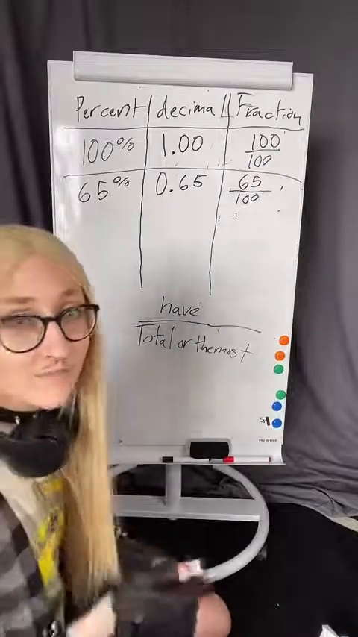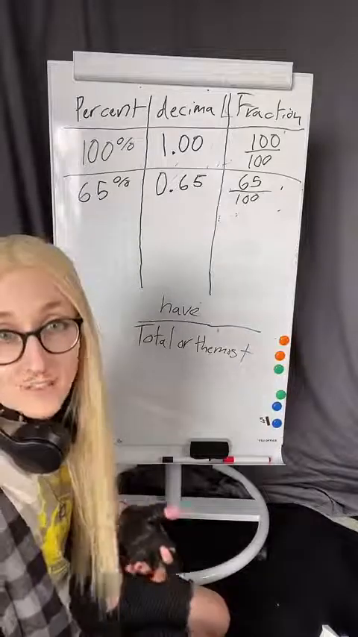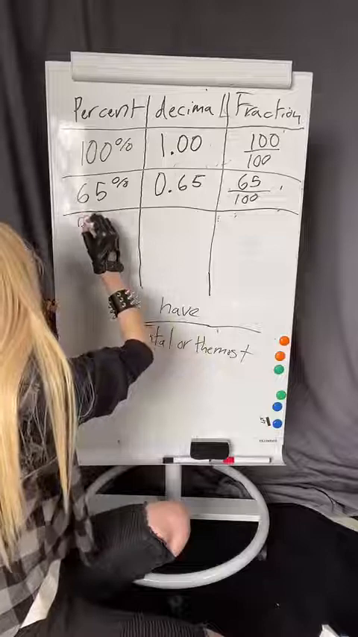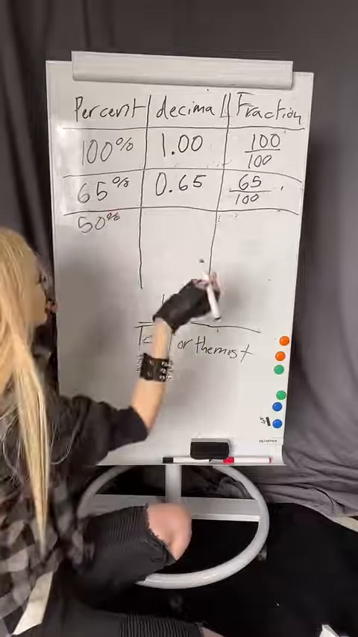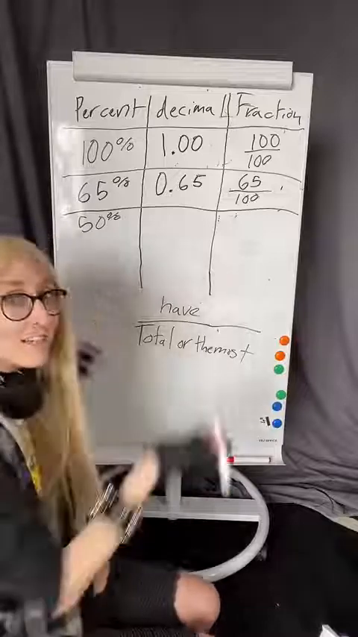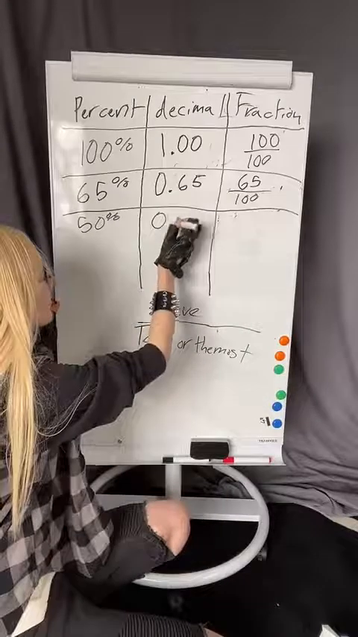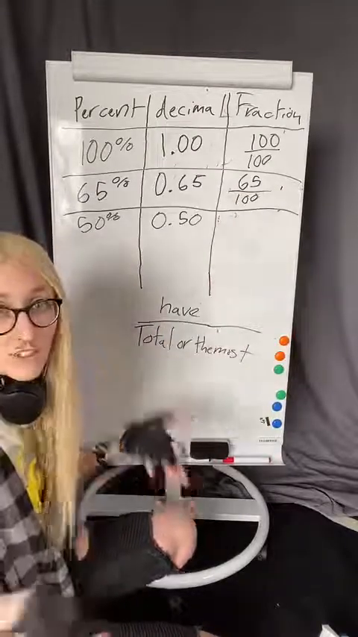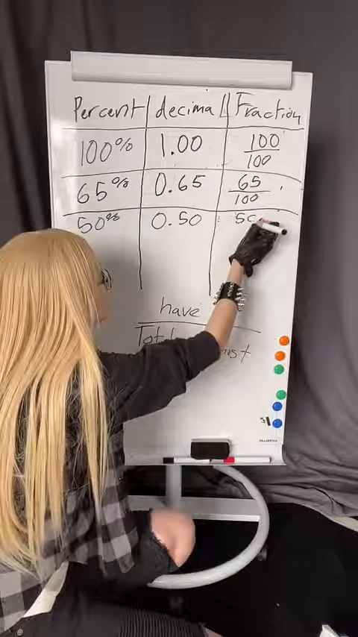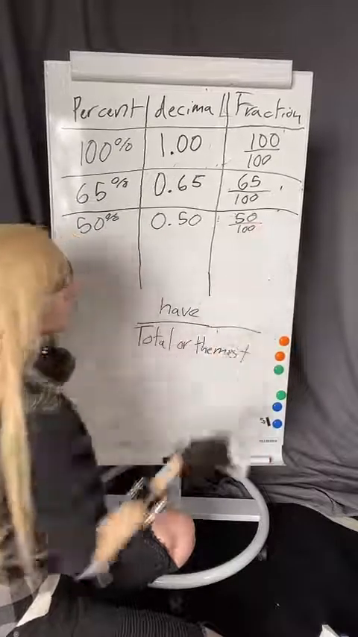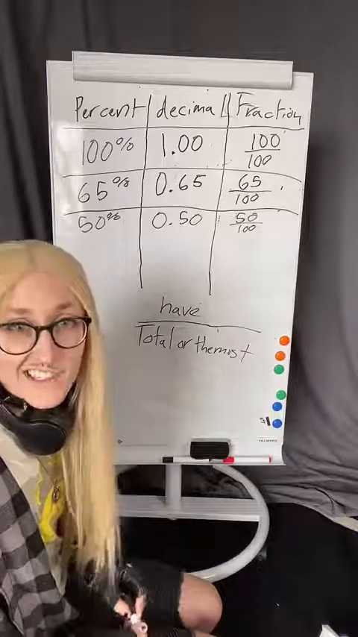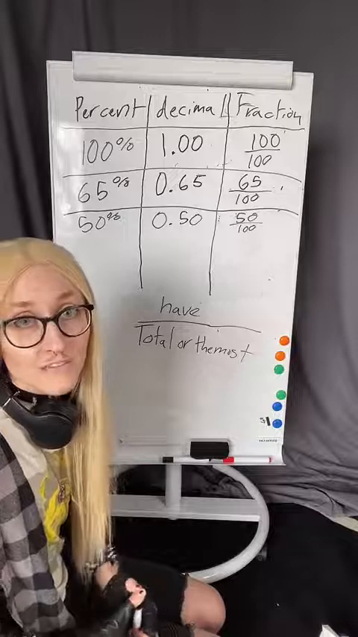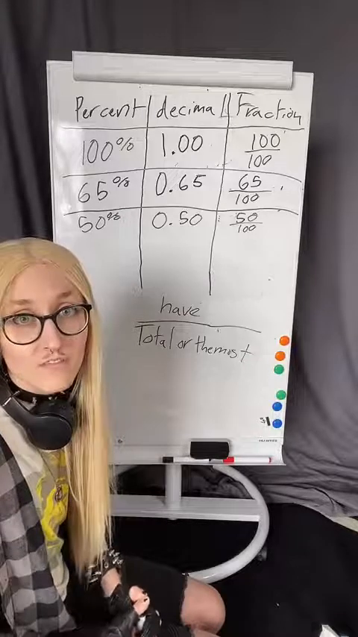All right, so let's do another one. Let's say I have 50%. Well, you probably can guess what this guy's going to look like, right? That's going to be 0.50. Yeah? And then for my fraction, that's just going to be 50 over 100. Bam. Nice. All right? Or you could write it as 1/2. For this situation, I'm going to keep it as that 50 over 100.